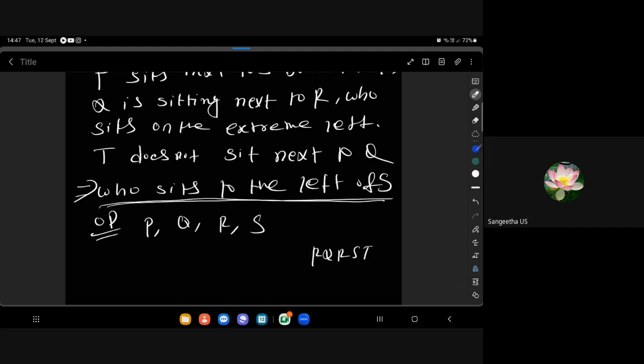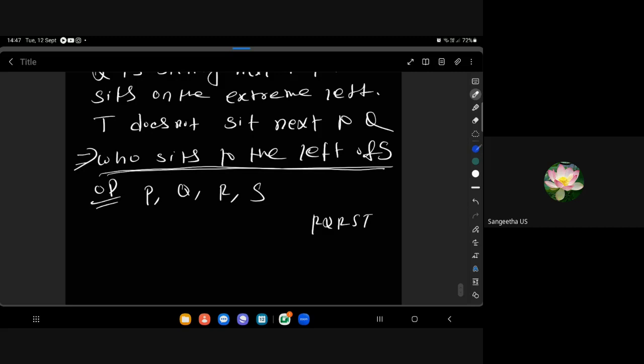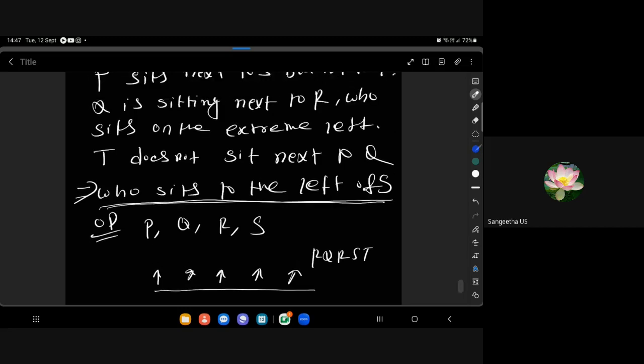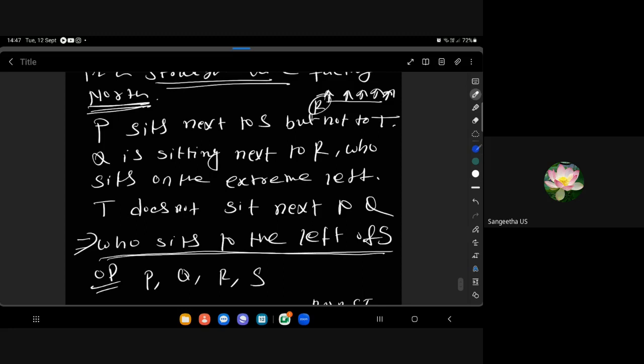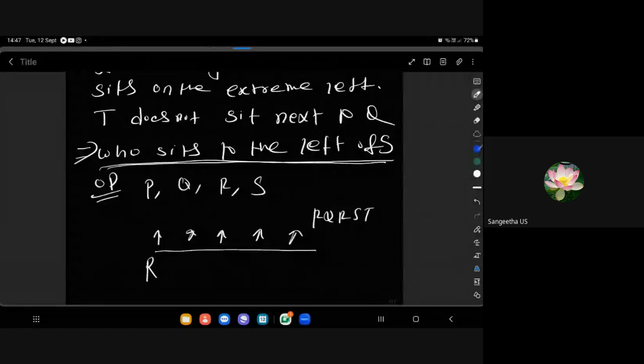P, Q, R, S, T are sitting in a straight line facing towards the north, like this. Their faces are toward this side. So one thing is clear, that P sits next to S but not to T. Q is sitting next to R, who is sitting on the extreme left. Extreme left means this side. So the position of R is fixed. Correct? Is this correct?